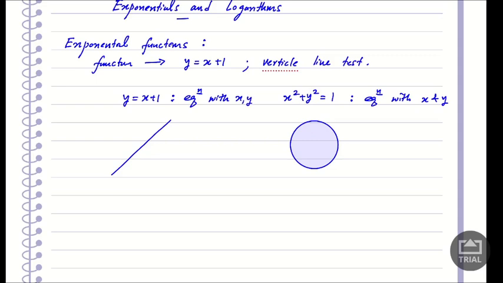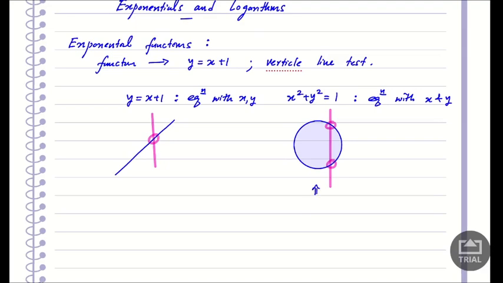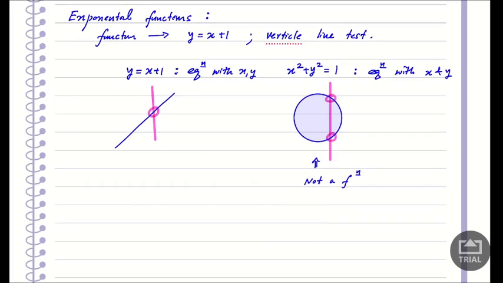However, if you do the vertical line test here, you can see there is only one intersection. If you do vertical line test here, you can choose any point, then you have two intersections, right? So if you get two intersections, this is not going to be a function, but it's an equation with x and y. This one is a function, this is a function. Okay, I hope this is clear. So you know what is a function now.